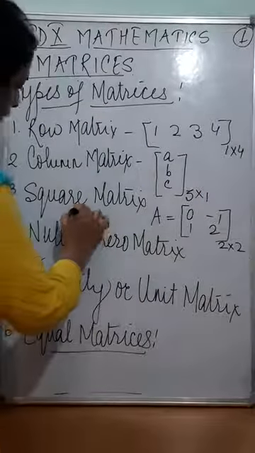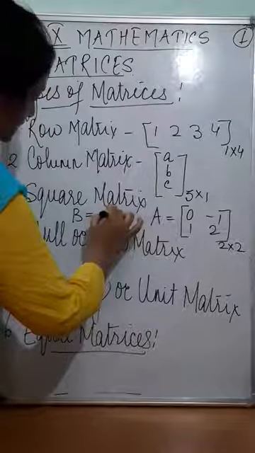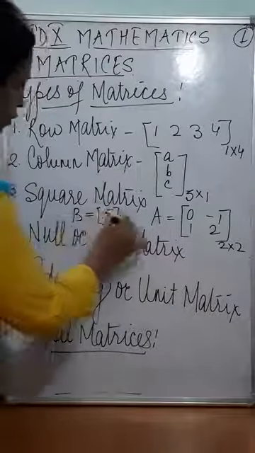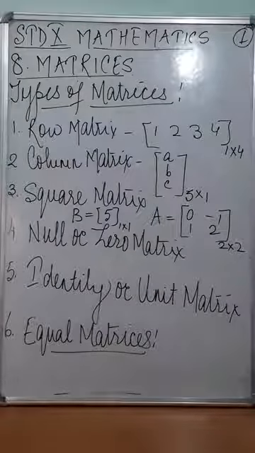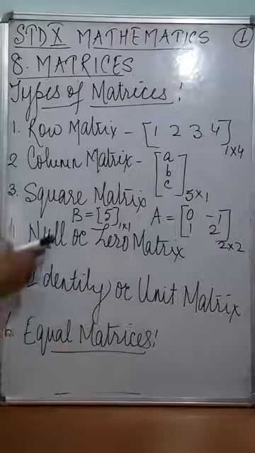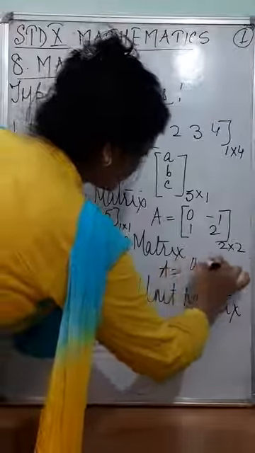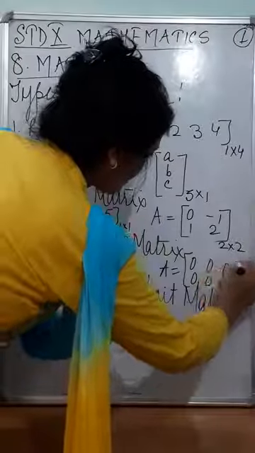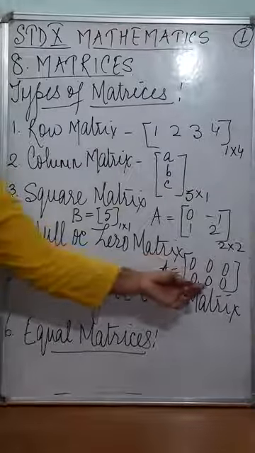A matrix of order, suppose it has only the element 5. 1 row, 1 column, hence it is a matrix of order 1 by 1. Square matrix of order 1 by 1. Alright? Then null or zero matrix. By the very name itself, all the elements of the matrix should be 0. If all the elements are 0, it is called a null matrix. Order 2 by 3.